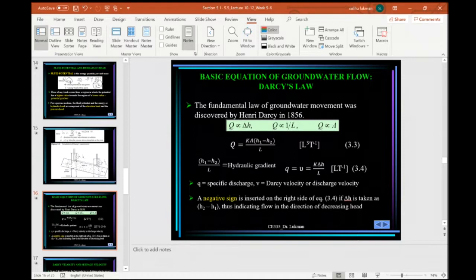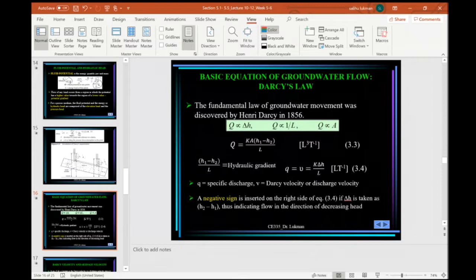And so when you combine these three equations in one, you introduce a constant, which is K, the hydraulic conductivity. When you combine all these proportionalities, you have Q equal to K A (H1 minus H2) over L. Here we said H1 minus H2 because the head is higher upstream than it is downstream.